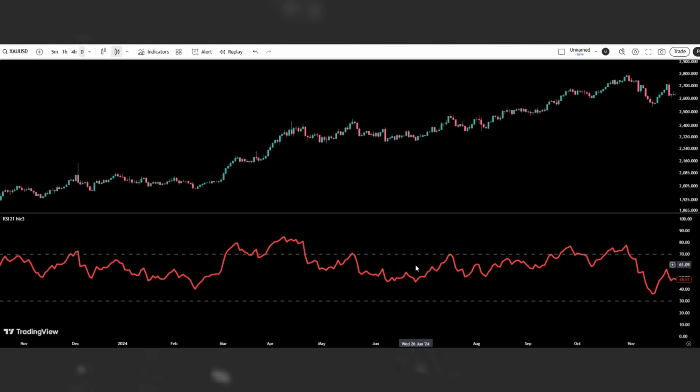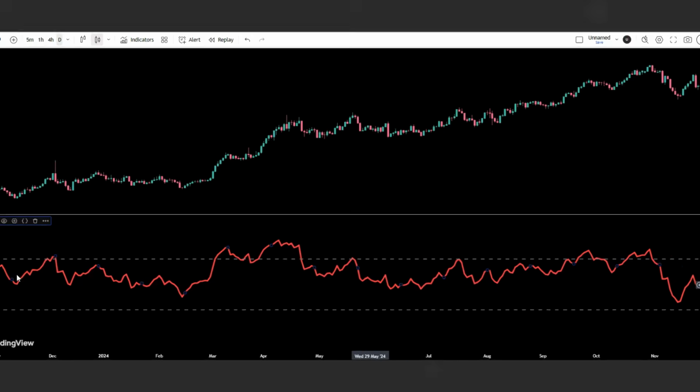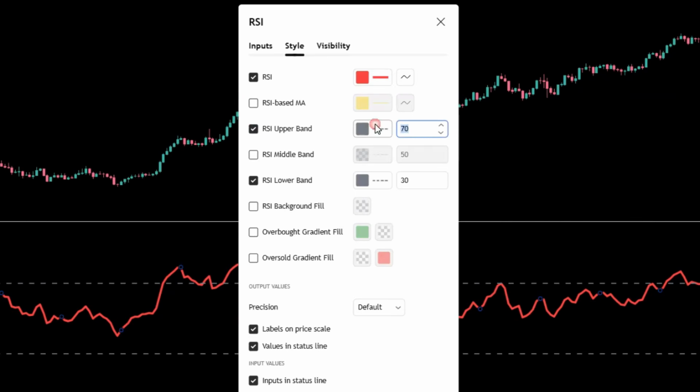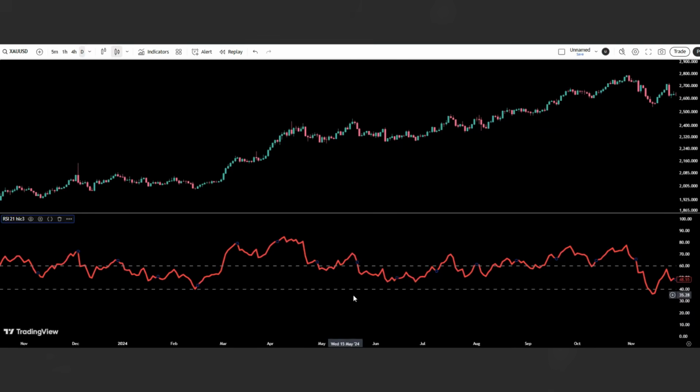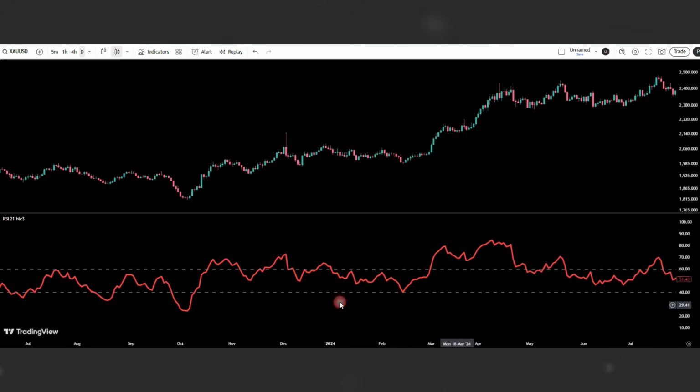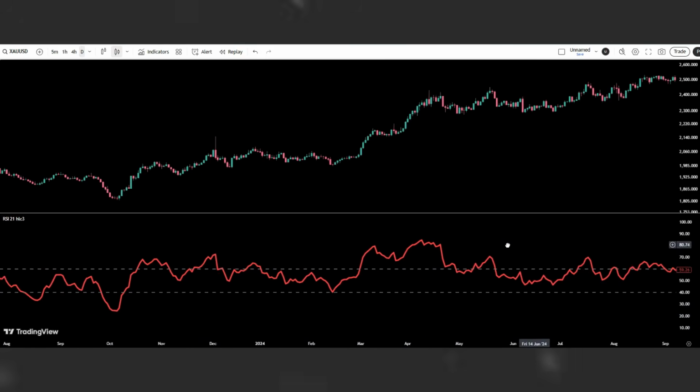For gold swing trading, we adjust the levels. In normal market conditions, we use 60 for overbought and 40 for oversold. This small change has a big effect. It allows RSI to respect the trend instead of giving false reversal signals.